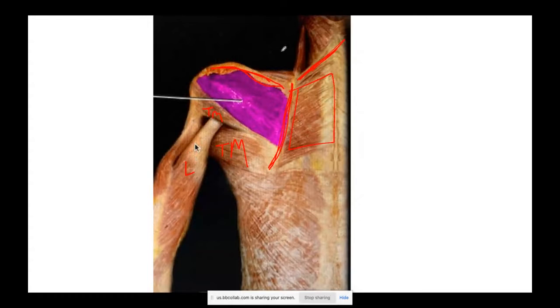So above it, right there, supraspinatus. Below it, you got it, infraspinatus. And what does it do? Well, the infraspinatus and Teres Minor, both of these are going to externally rotate the shoulder.